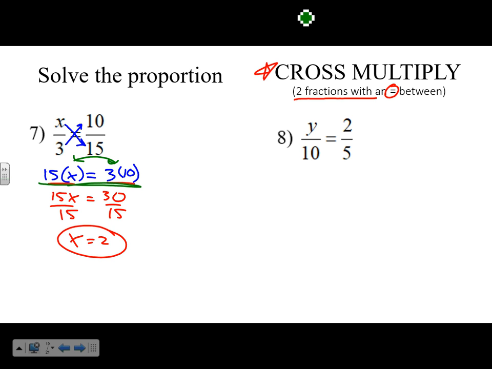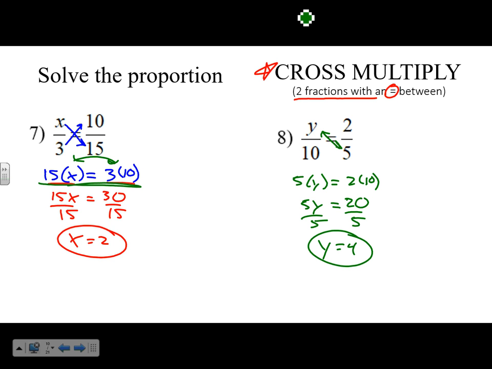So this one, I have y and 5. I usually put the variable second because that's easier to write as just 5y, but again, you don't have to. And then 2 times 10 or 10 times 2 doesn't make any difference. Oops, should have put that up there. So that makes this one 20. Divide both by 5. Y is equal to 4.